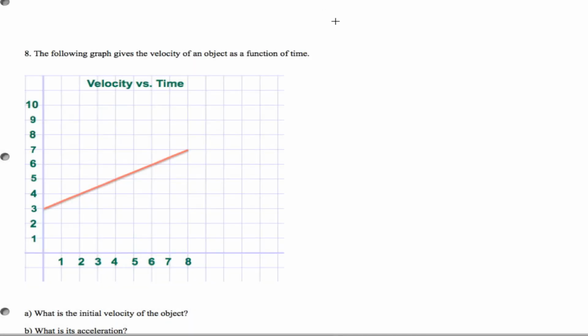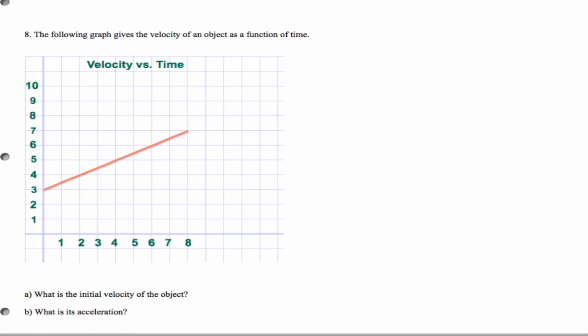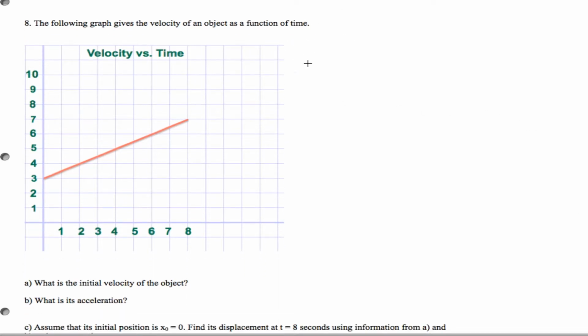So this is problem number 8, and we've basically got a velocity versus time graph. Now, we had kinematics equations that tell us v equals at plus v naught. And if you look at this, this is another y equals mx plus b type equation. So we can graph it and we get a line. Now, the initial velocity of the object is the velocity at time equals 0. So that tells us that v naught is 3 meters per second.